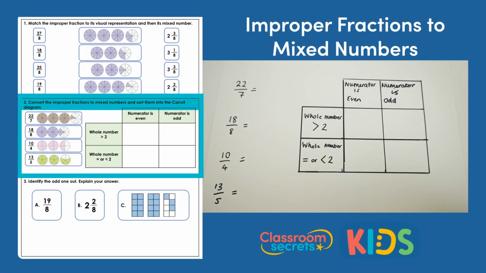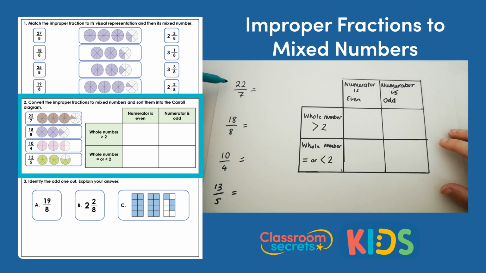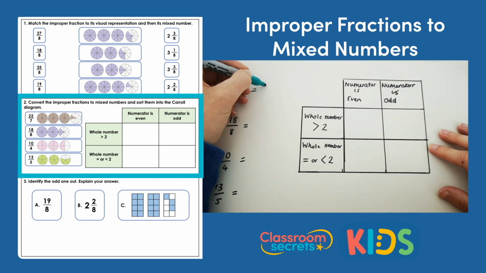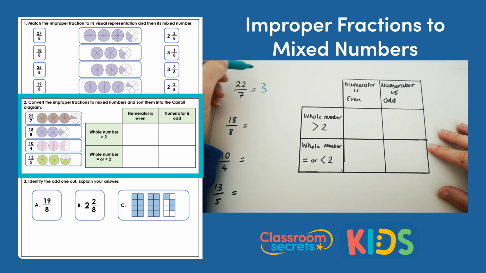Question 2. Convert the improper fractions to mixed numbers and sort them into the Carroll diagram. This is our Carroll diagram. We use these for sorting out information that has 2 or more criteria. And these are our improper fractions. So if we were to convert 22/7 into a mixed number, I know that 7 goes into 22 3 times, because 3 times 7 is 21, and that leaves 1 7 remaining.